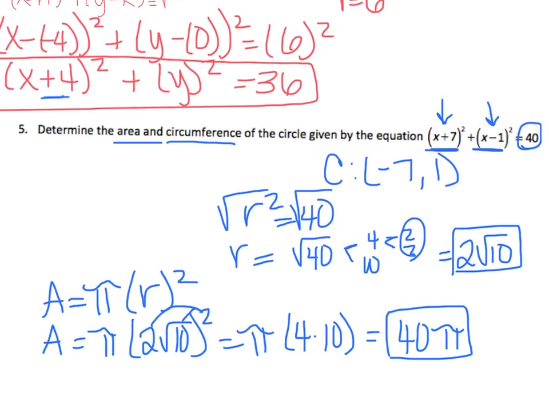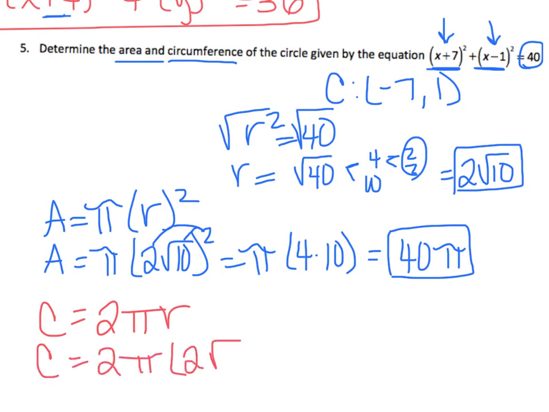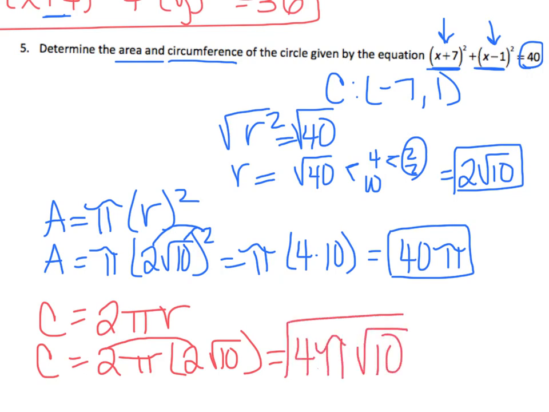So that's the area. Circumference then is going to be equal to 2 pi times the radius. So 2 pi stays the same. Your radius is 2 root 10. So again, if I'm trying to keep it in exact form, I'm going to multiply the 2's together. The root 10 can't be multiplied by anything. And actually, we're going to put the pi right after the 4. So we would write this as 4 pi square root 10 would be the circumference.